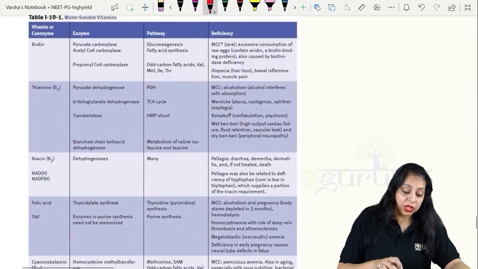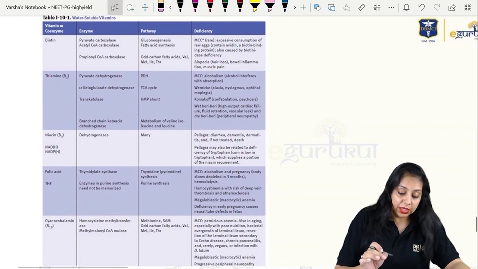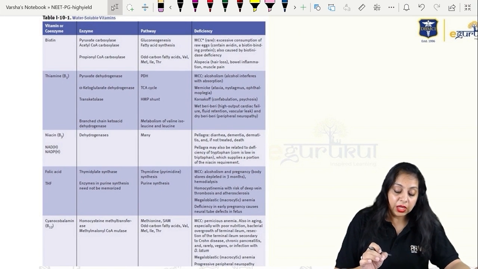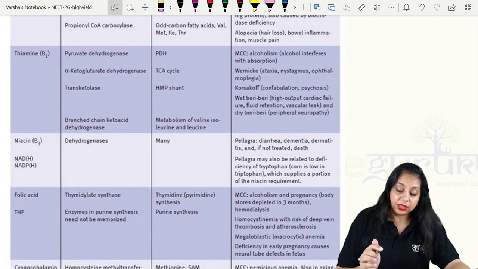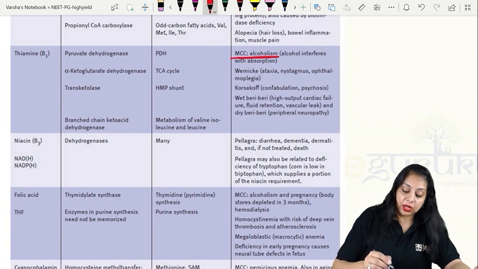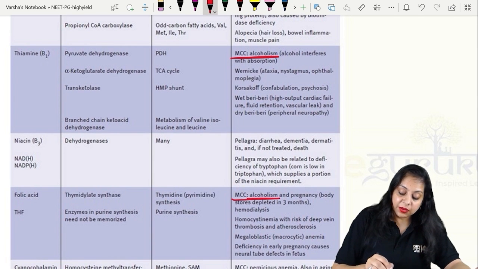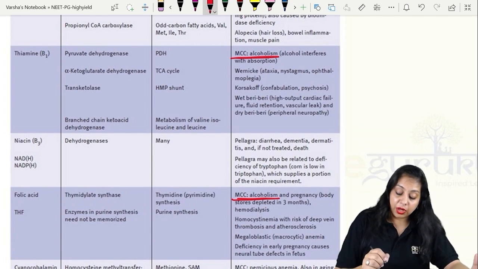Okay, I have one more thing for you guys. What I want to tell you here is, in a rush we make a major mistake about alcoholism. You see, thiamine deficiency's most common cause is alcohol. Folic acid deficiency, also alcohol is the major cause in both of the cases, because the alcohol interferes with the absorption of the thiamine and it depletes the level of the folic acid in the body, right?